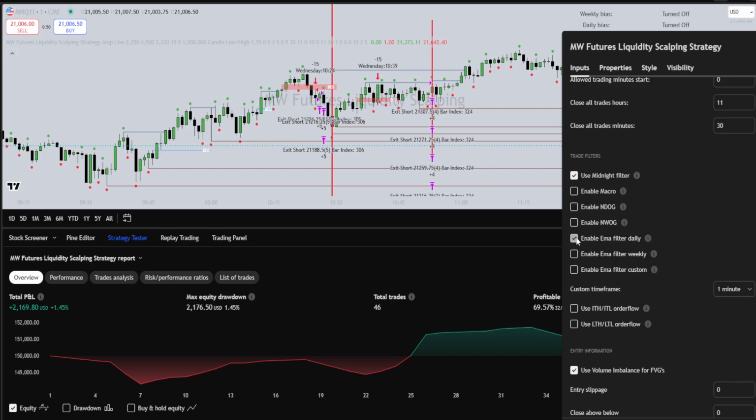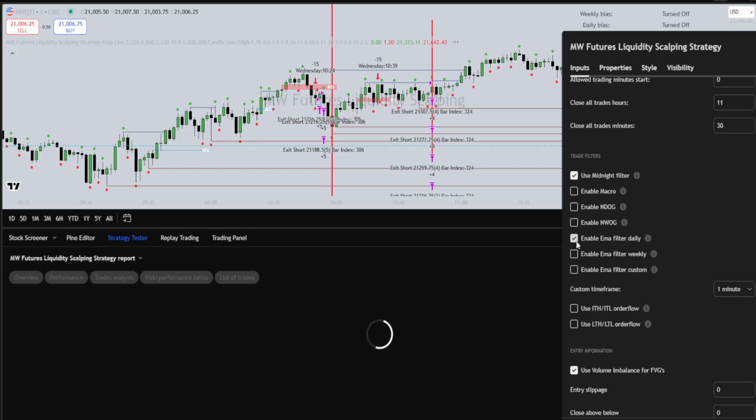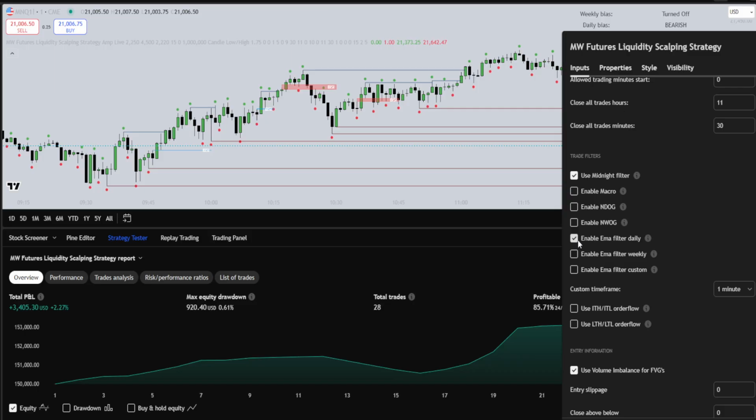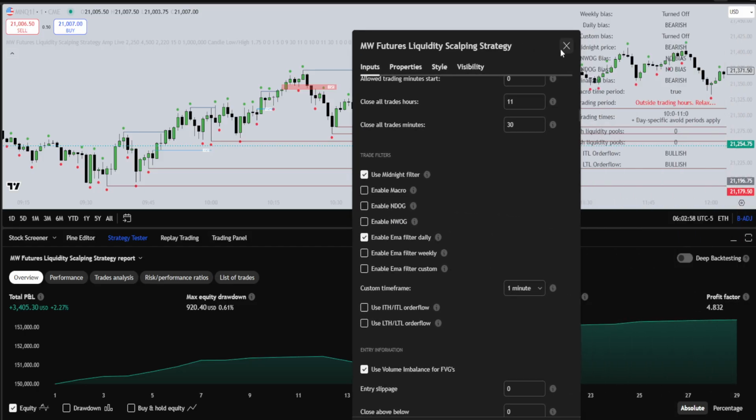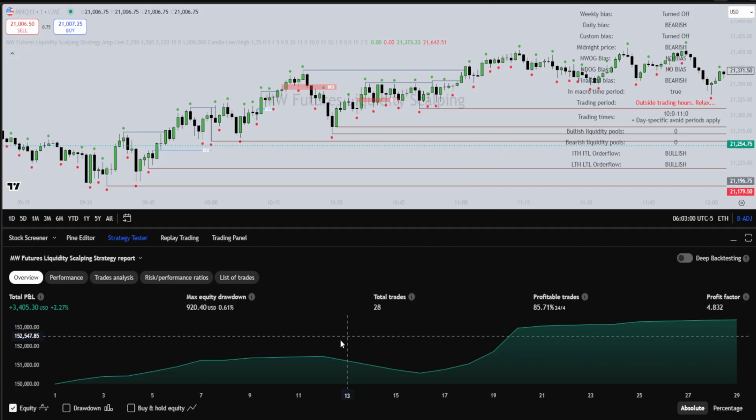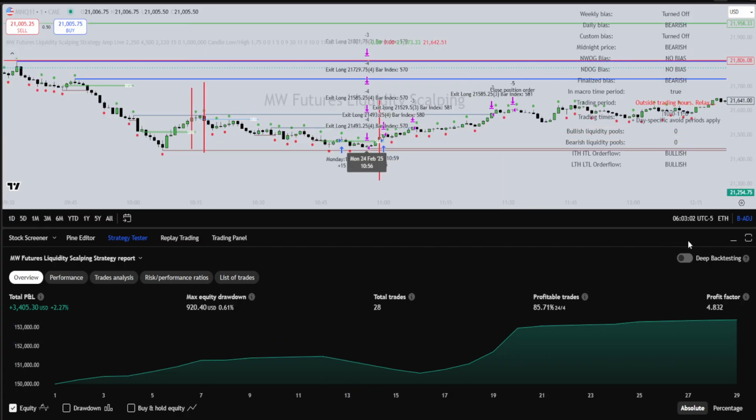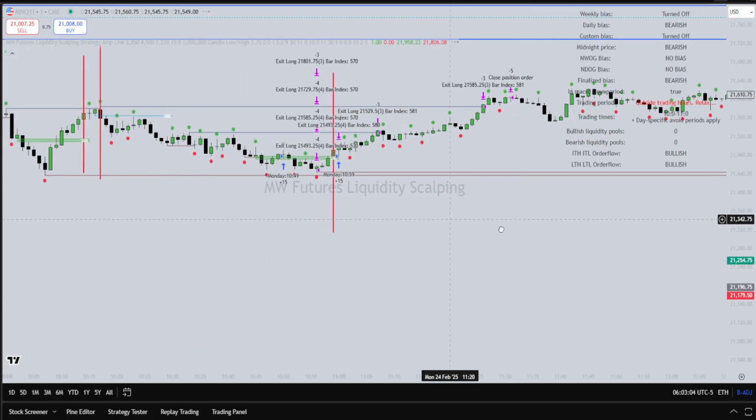What does the sniper series do? Oh, that's amazing. If you are a user of the NW Fusion Liquidity Scalper, you know that we have the enable EMA filter daily. Basically, it's from the ICT Forex Sniper series, the 9 and 18 EMA, which gives us a general direction of where we potentially would like to go.